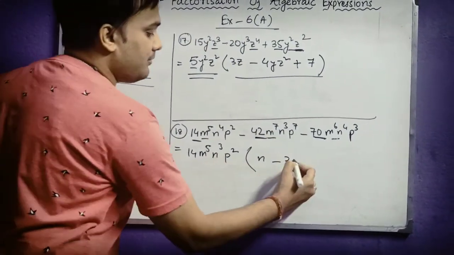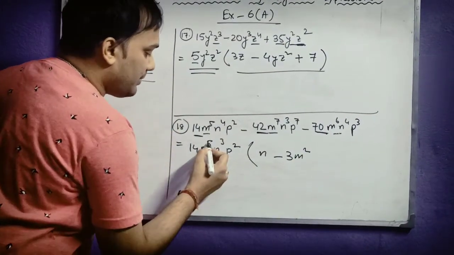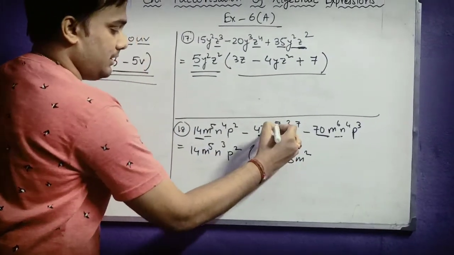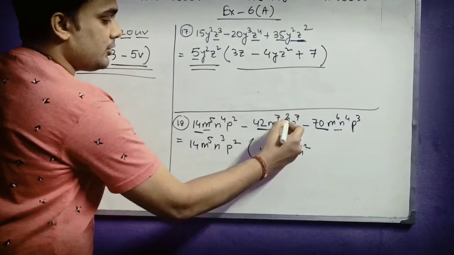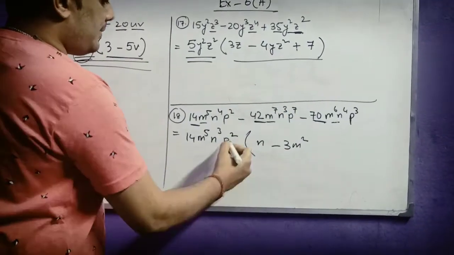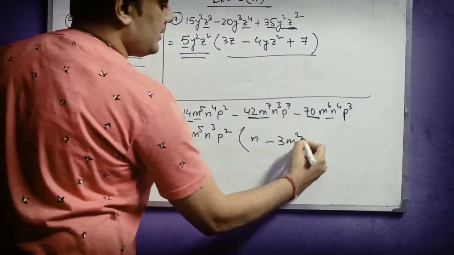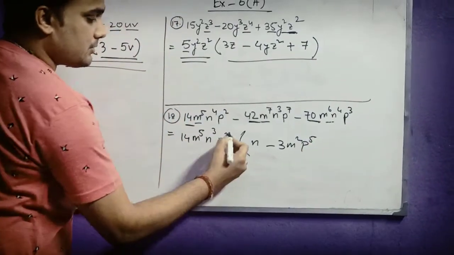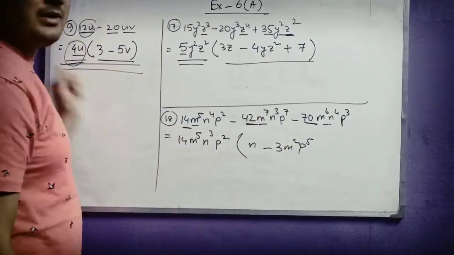Okay. That means m square it will be, because m to the power 5 into m square is m to the power 7. Then n to the power cube and here n to the power cube, so no n will be there. P square, p to the power 7, so it will be p to the power 5. Why? P square into p to the power 5 is p to the power 7.